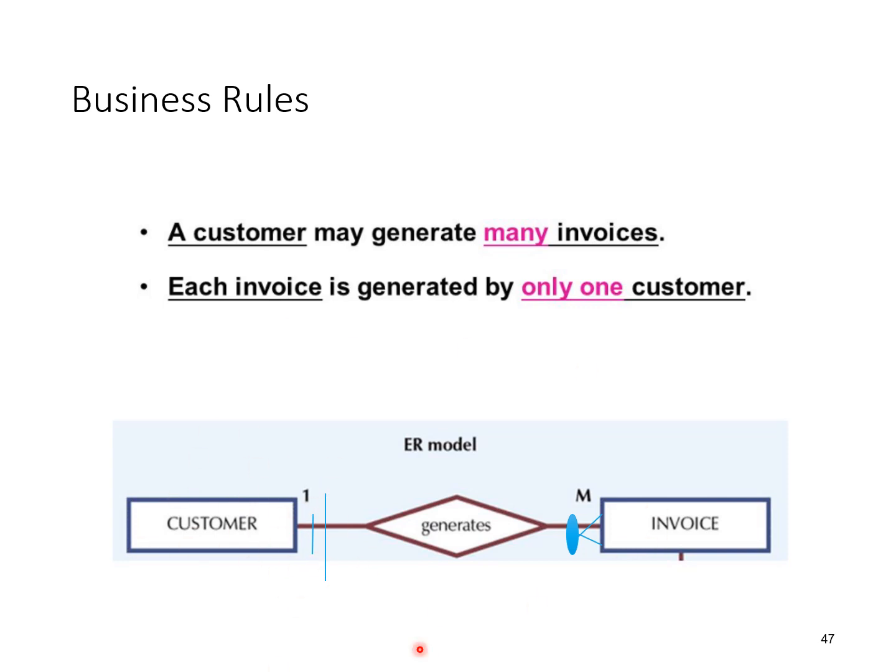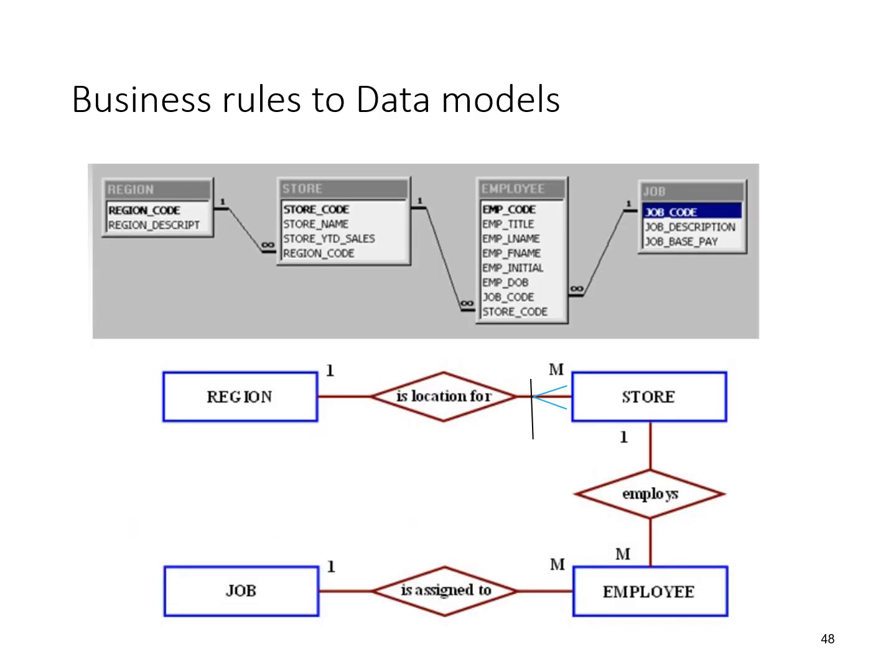So this is the kind of information you can get from business rules. When you look at this, a region can have many stores, and a store can have many employees, and one employee might be associated with one job. So this is the case for this particular scenario.